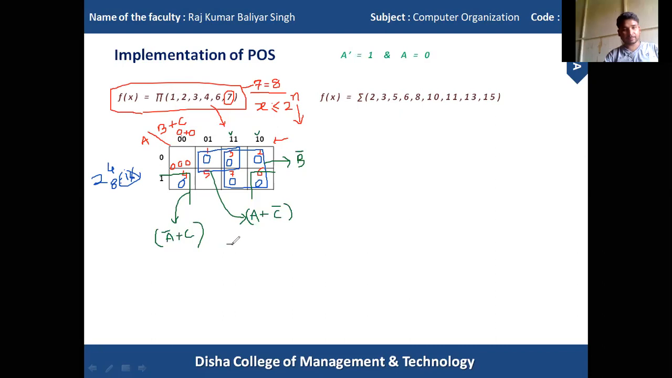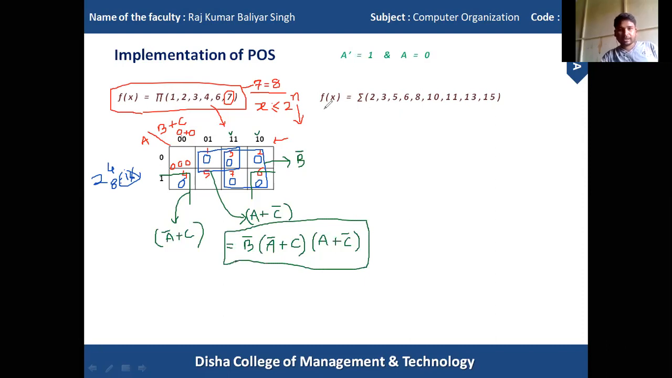The final value will be B naught dot (A naught plus C), then (A plus C naught). This is the final result. When we simplify this Boolean expression by using a K-map, we get this result. This is the simplified version of this Boolean expression.